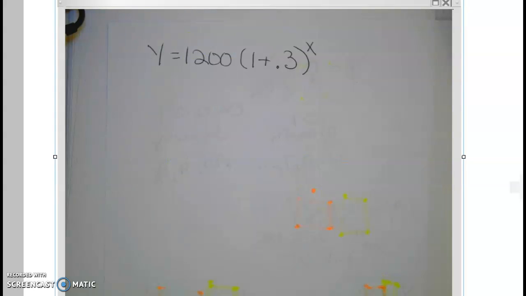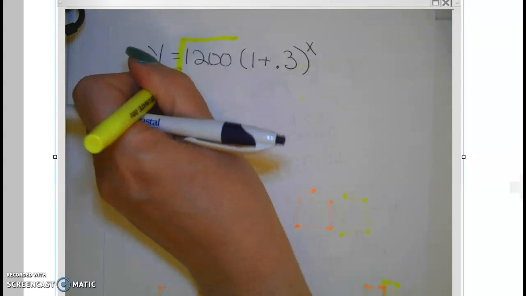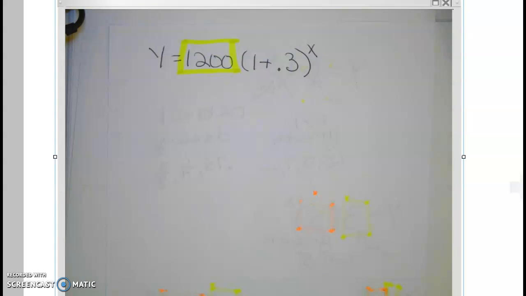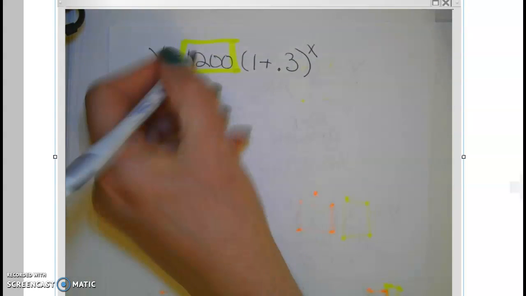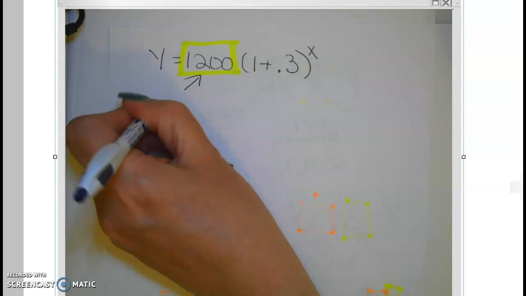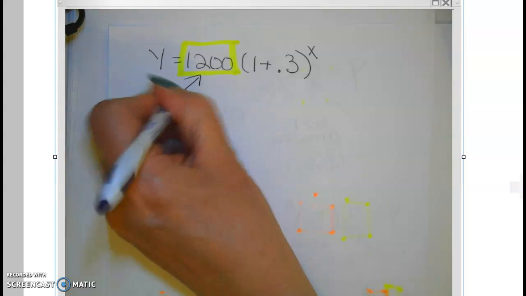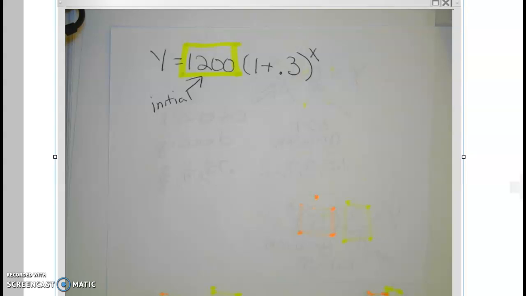So this is the same, but they've written it just a little bit differently. It actually, to me, is a little easier once you understand it. Let's look at the initial value first. The initial value is $1,200. $1,200, 1,200 amoebas, 1,200 bacteria, whatever it is. This is what we started with. Okay, so that's my initial.